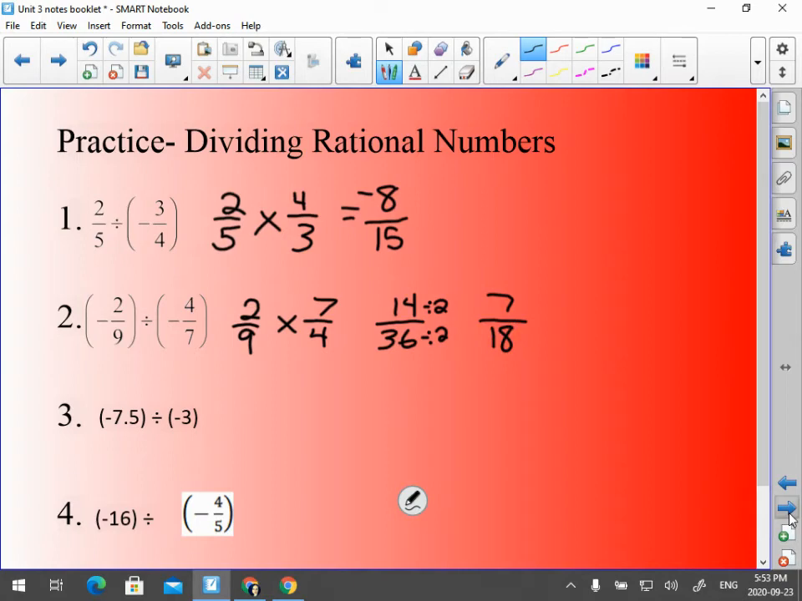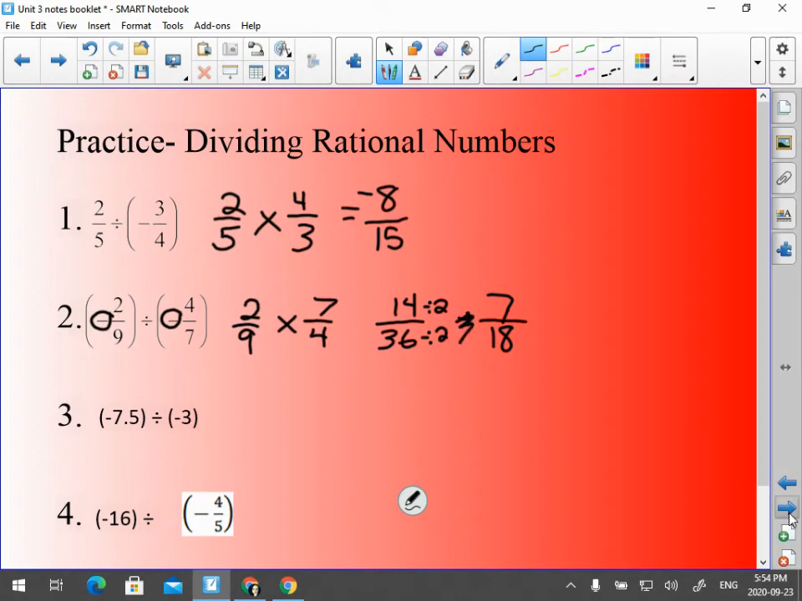7 is a prime number. It is not divisible by anything else. So 7 on 18 is as small as it goes. After I've done the steps, I'm going to go back. I have a negative, and I'm multiplying it by another negative. 2 negatives, when we multiply or divide, actually make a positive. So my final answer is positive. You can put a plus sign in front if you would like, but it is not necessary.